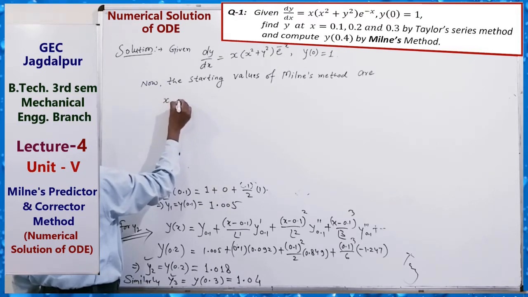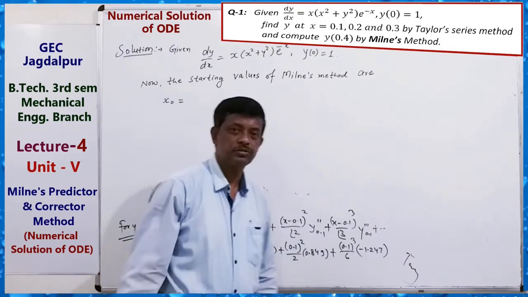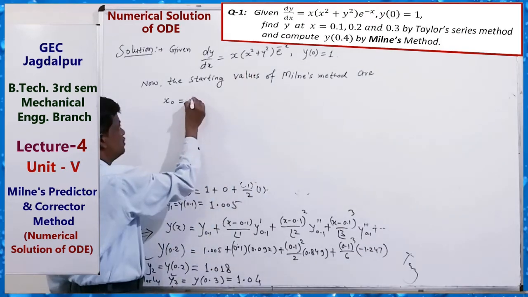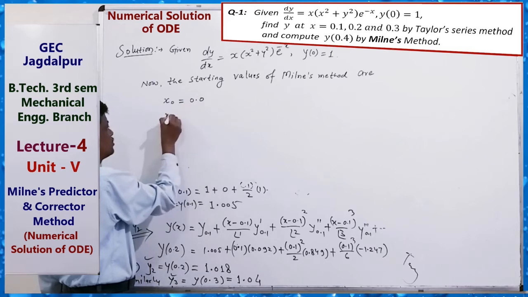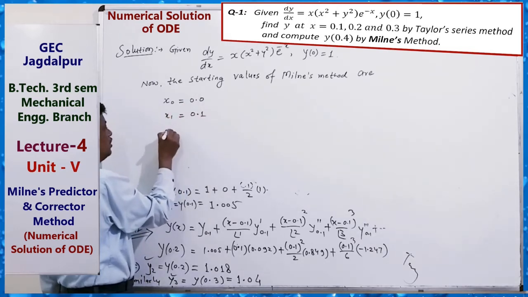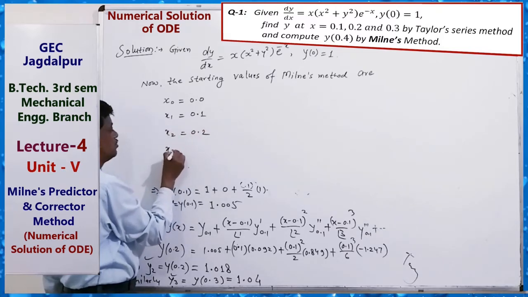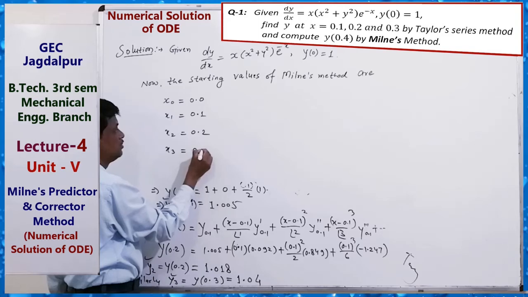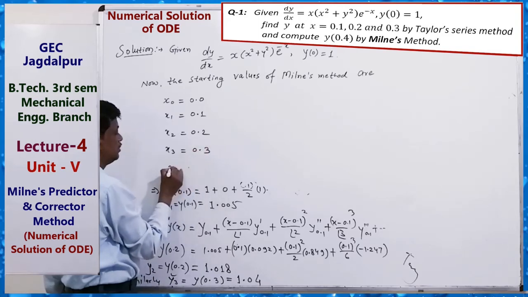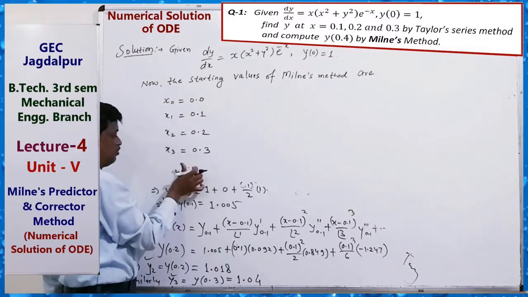X0 equals to what? 0.0. X1 equals to 0.1. X2 equals to 0.2. X3 equals to 0.3. X4 equals to, just at X4 we have to find the value.